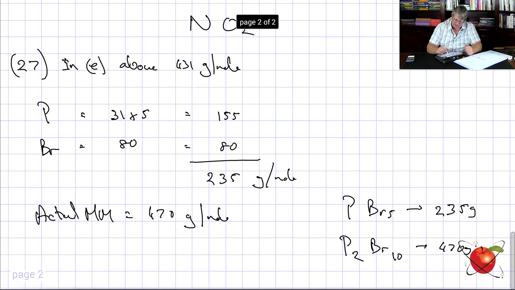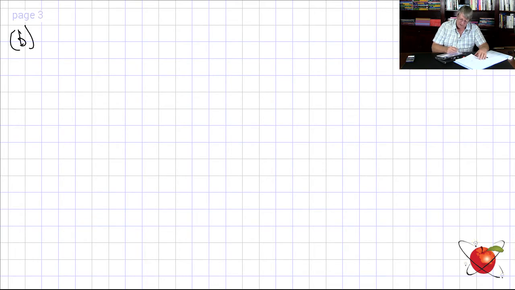Let's look at the next one. Let's look at B. They said the compound in F above, which is the NO2, has a molar mass of 92. What is the molecular formula? So B, the given molar mass is equal to 92 grams per mole.